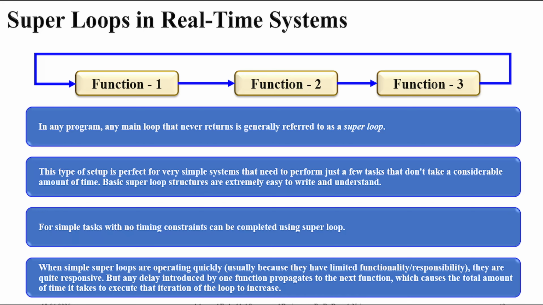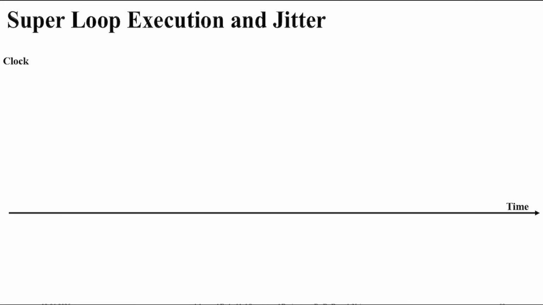Now let us talk about why real-time operating systems are required, or where they are required, and why super loops are not always considered a good option. For any embedded system, time is one of the most important features. So we always try to design a system which should complete its overall job within a prescribed time.